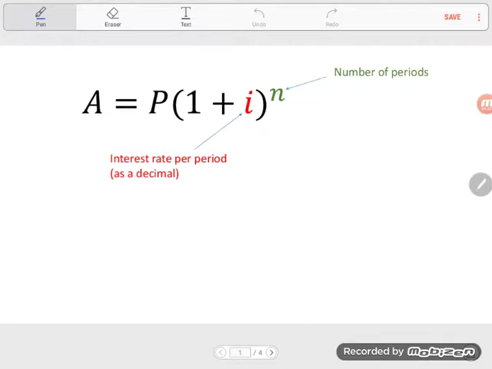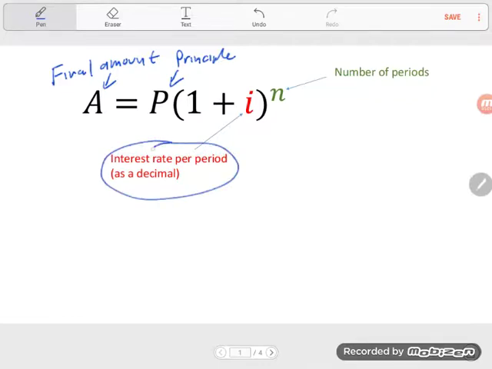Now if we look at the compound interest formula, we've got these different letters. We've got A is the final amount in the account, P is still the principal, just like in simple interest. Now, I represents the interest rate per period as a decimal, so we're not using little r anymore. We're using I, and we don't have T for years. We've got N for number of periods.